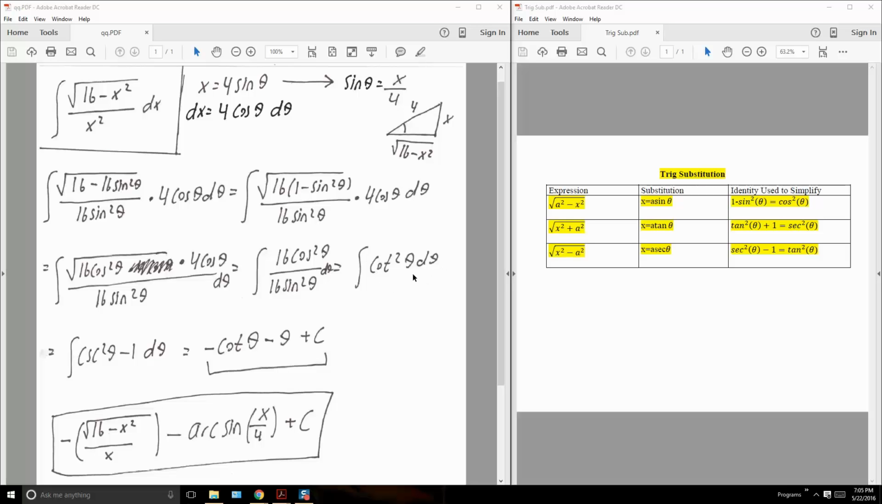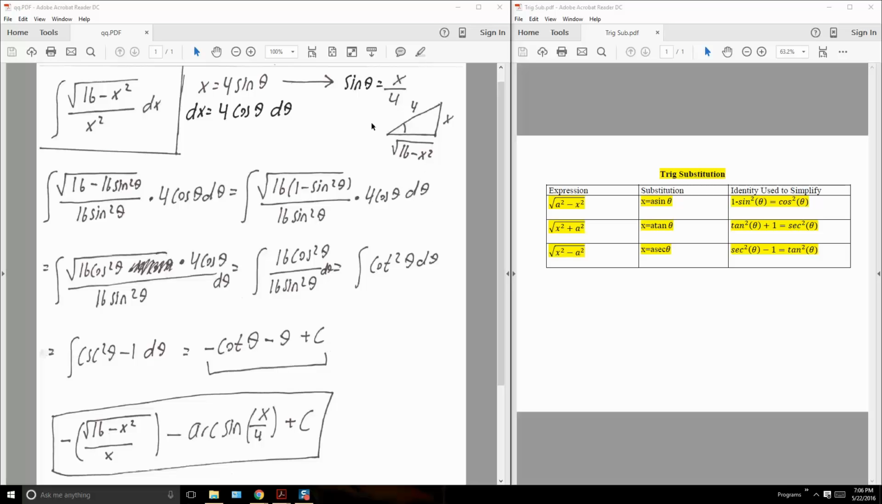And now we use another trig identity. Cotangent squared theta is equivalent to cosecant squared theta minus 1. Now we take the antiderivative, and the antiderivative of cosecant squared theta is negative cotangent theta. The antiderivative of negative 1 would be negative theta, plus the arbitrary constant c.